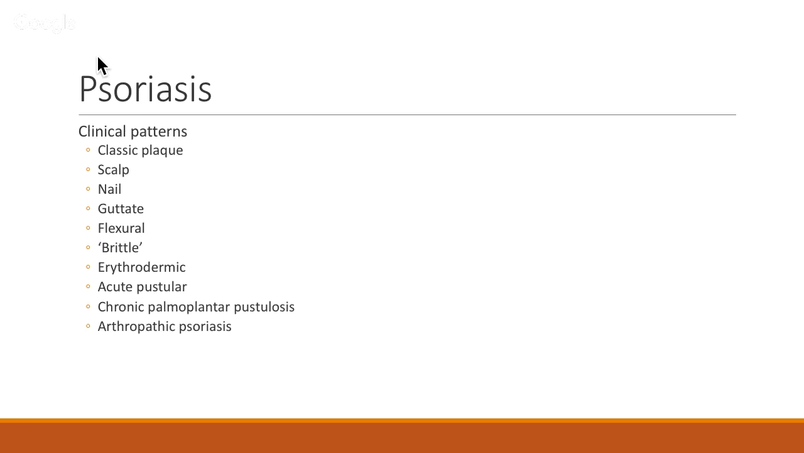In terms of the different patterns, classic plaque is what you would describe as the salmon pink plaques with the silvery scale, but you've also got scalp psoriasis that can be confused with seborrheic dermatitis, nail psoriasis when it affects the nails, guttate psoriasis often due to acute streptococcal throat infection, and flexural psoriasis, which is confusing because psoriasis normally affects the extensor region, so the backs of the elbows, the knees, the buttocks, and the lower sacrum region. But you can get this flexural variety of psoriasis. Then there are also erythrodermic, acute pustular, chronic palmoplantar pustulosis, and arthropathic psoriasis. I'll go through some of the important ones to be able to spot diagnose.